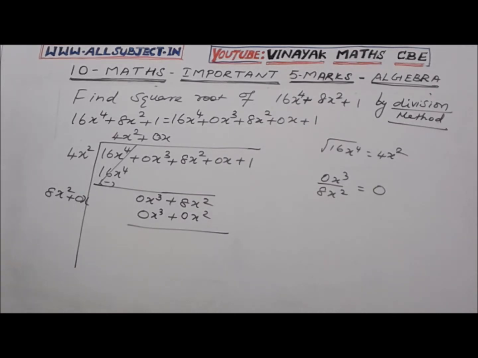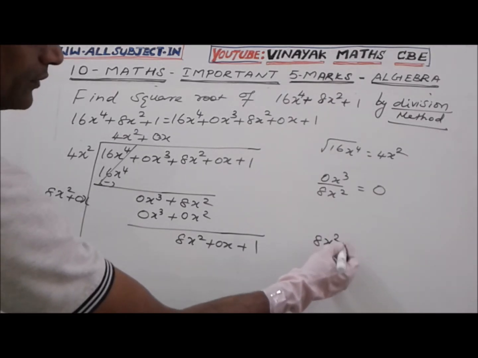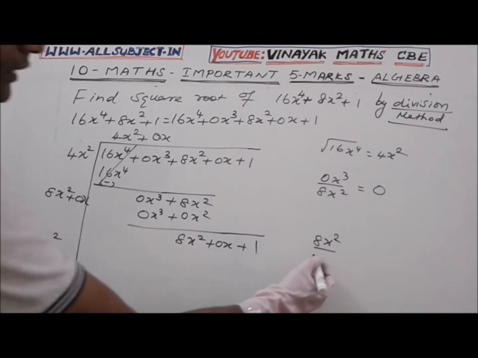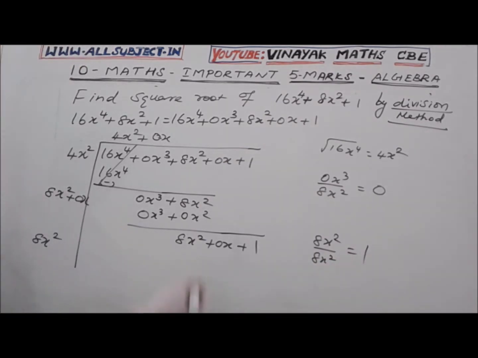The remaining is 8x square. Then adding the remaining terms 0x plus 1. Now multiply the second term by 2. Here we have 0, 0 into 2 is 0. So 8x square plus 0x. You need not write here. And then dividing the first term by the first term, 8x square divided by 8x square is equal to 1. So adding 1 here and here, 8x square plus 0x plus 1.